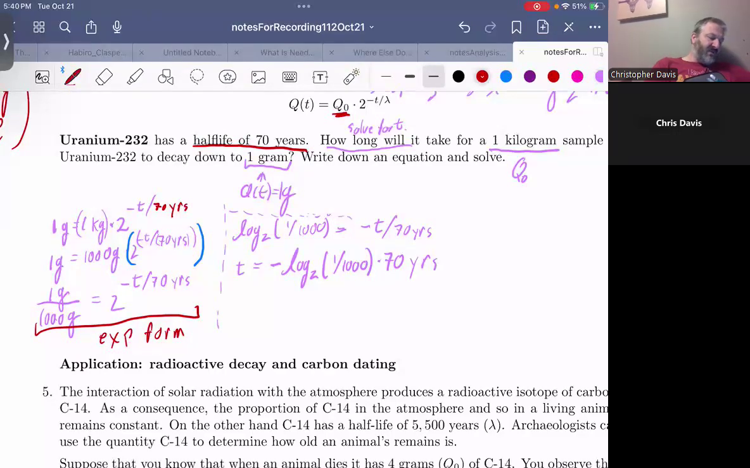And you might look at that for a moment and think, well, that's weird. That says that time is negative. But it doesn't really say time is negative because in here, I see division inside of a logarithm. So it's the same as 1,000 to the negative 1, right? I could pull that negative 1 out. So now I see double negative log base 2 of 1,000 times 70 years. Double negative becomes positive. Now it's clearly a positive quantity.